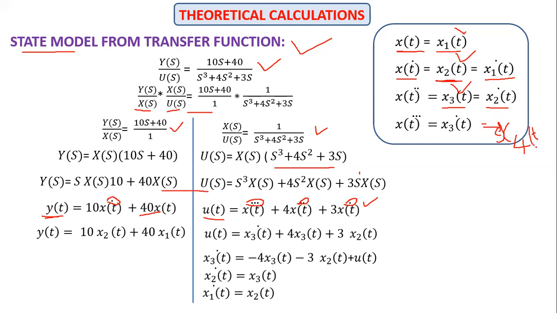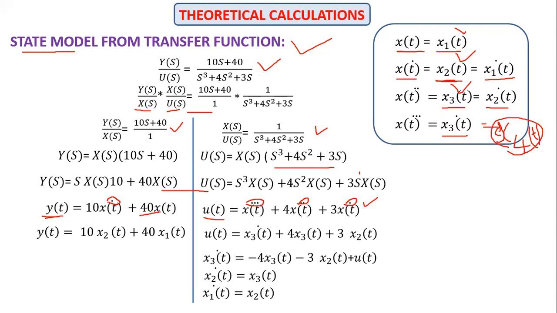But why are we not taking x4 of t? In our case, we have only three state variables: x1 of t, x2 of t, x3 of t only. We do not have a fourth state variable, so it's not possible to take x4 of t. That's why this triple dot is also represented in terms of x3 dot of t, that means in terms of x3 of t form. We have only three state variables, so we are not showing anything in terms of x4.